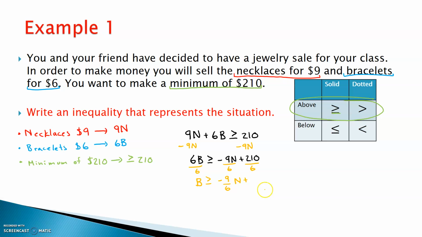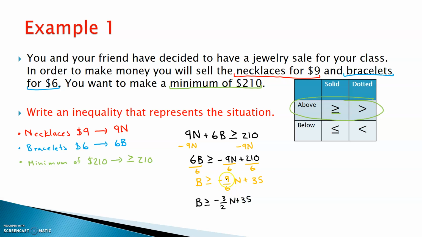That's going to be 35. Now again, I told you guys right here, if you take a look at that 9 over 6, I can actually divide top and bottom by 3. So I can actually turn this into b is greater than or equal to negative 3 over 2n plus 35. Why would I want to simplify?